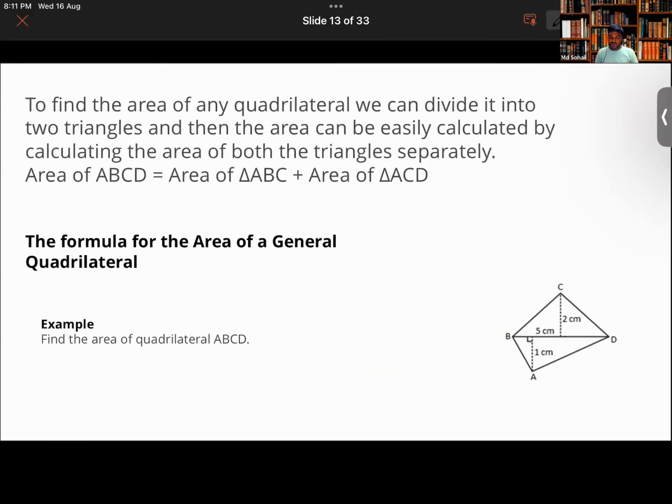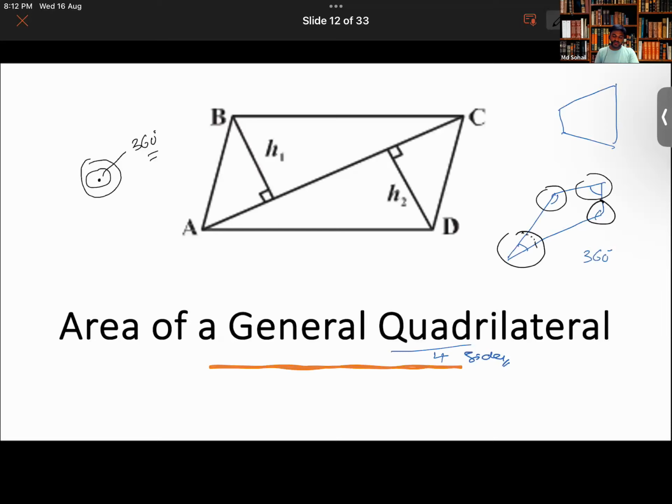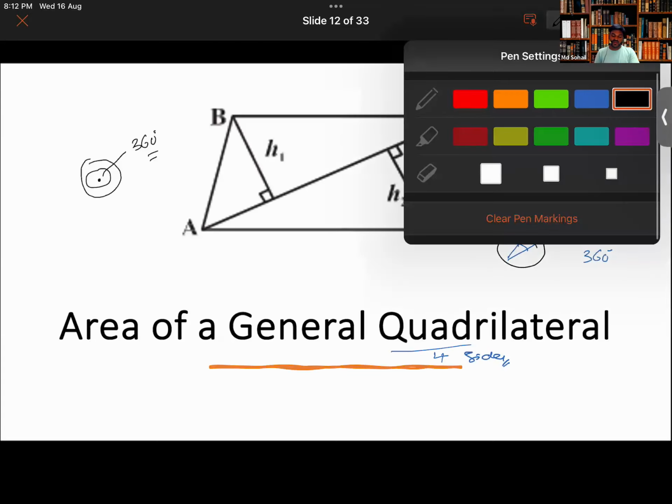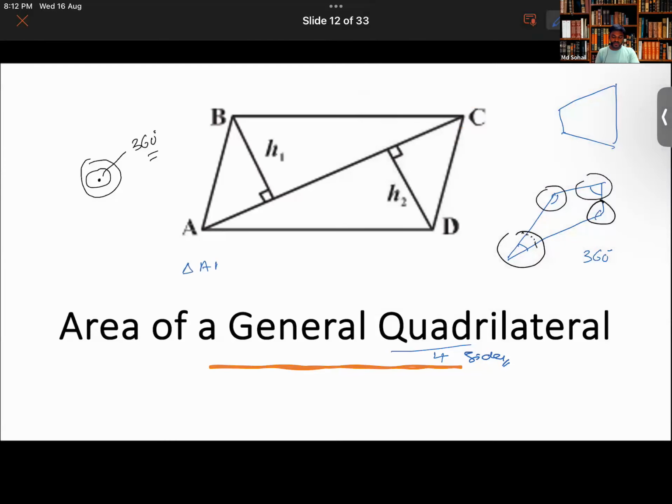Okay, good. Now, in order to find the area of any quadrilateral, we can divide it into two triangles. And then the area can be calculated easily by finding the areas of the two triangles separately. For example, if you were to have a quadrilateral, let's say this quadrilateral ABCD, you can see there are two triangles, namely triangle ABC and triangle ADC.